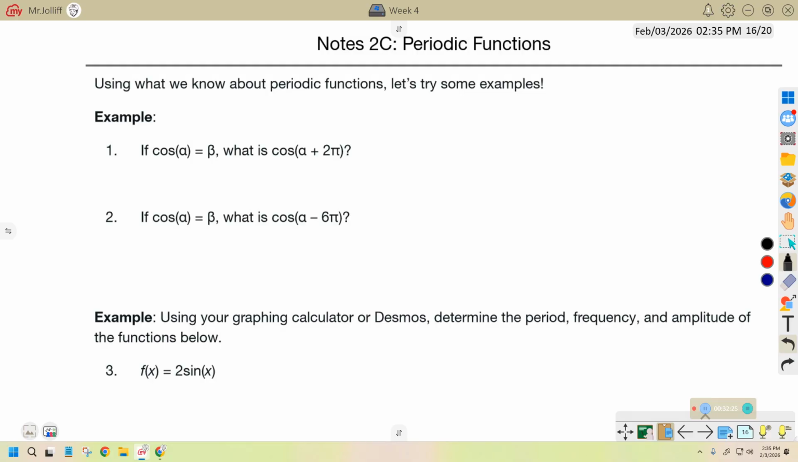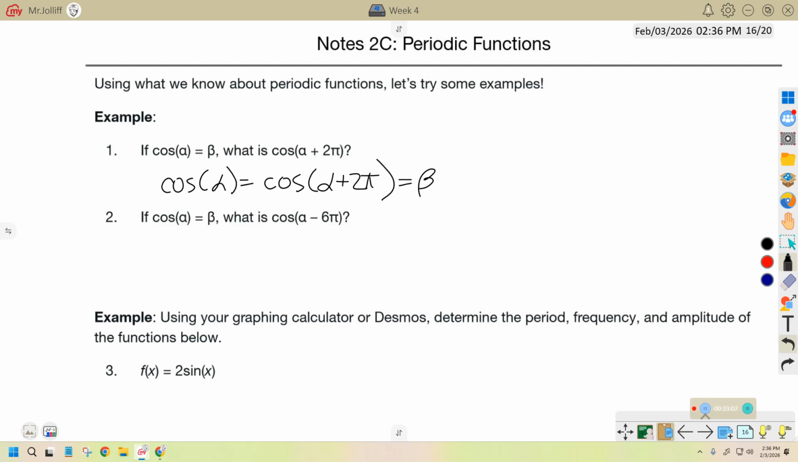What happens to cosine if I go all the way around the circle? I end up back where I started. So what should that value be? If I take cosine and I loop all the way around the circle, I end up back where I started to begin with. Yeah, those two things should be equal. They're at the same point on the unit circle. So if cosine of alpha is beta, what is cosine of alpha plus 2 pi? Beta. Yeah.